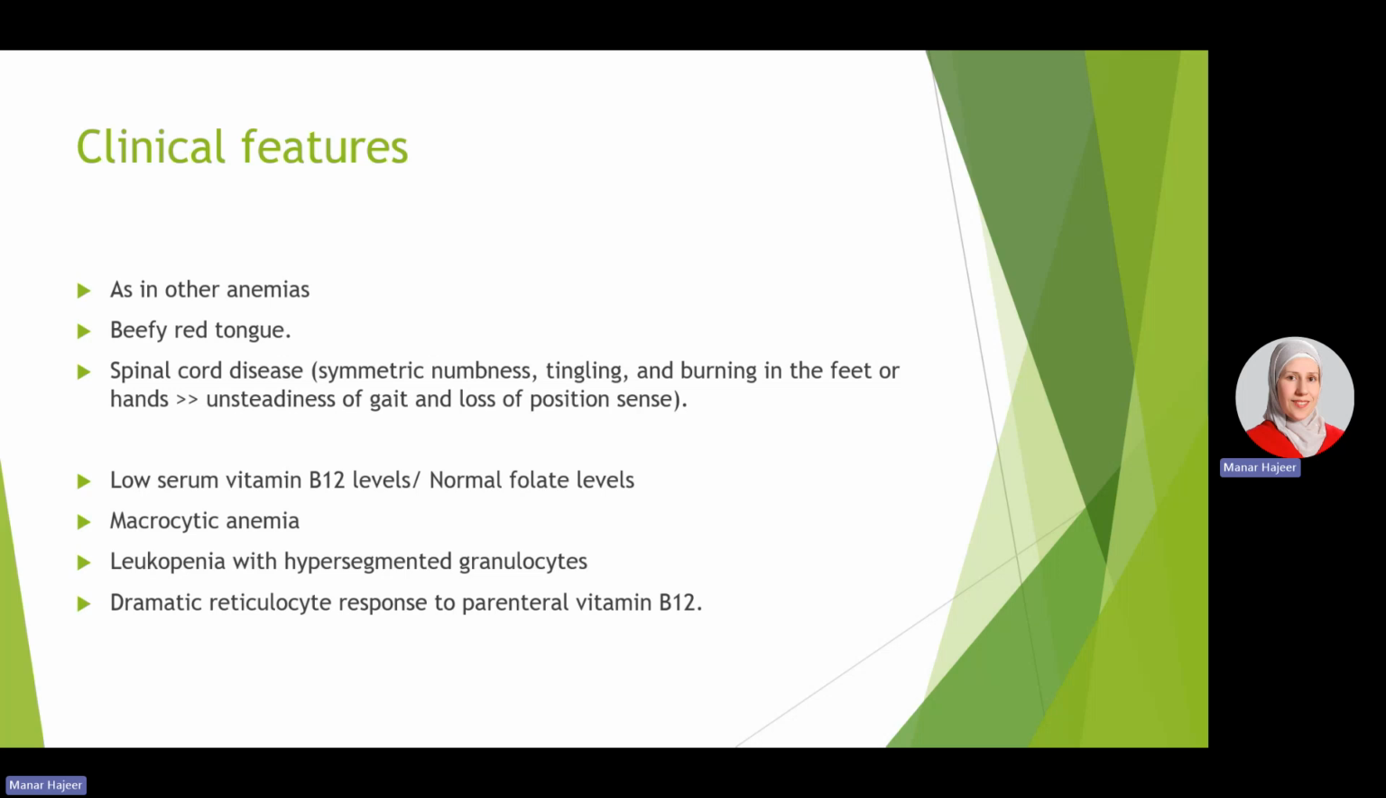In addition, they have beefy red tongues, because folic acid and vitamin B12 are also important for the maturation of epithelial cells lining the tongue.